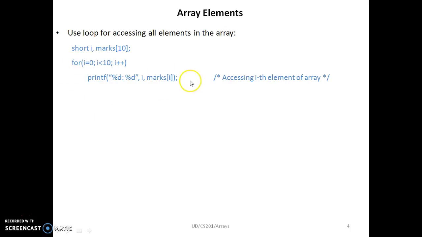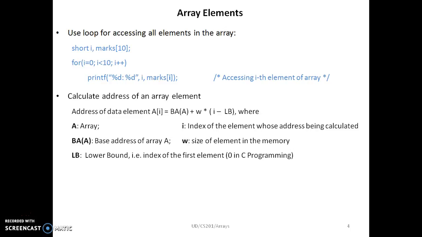So within a loop, you can vary the value of this variable, say in this example from 0 to 9, and here in this example it is printing the value of that variable as well as the corresponding array element. Please note that this variable is specifically called a subscript variable.